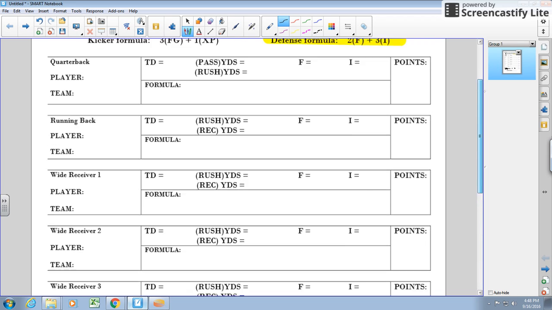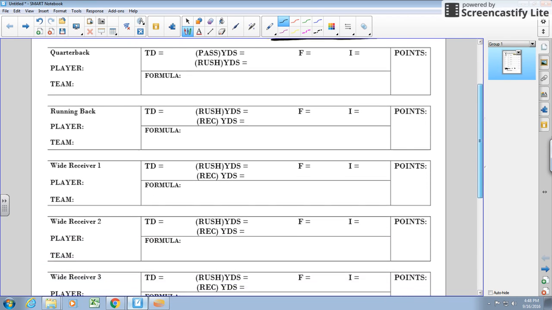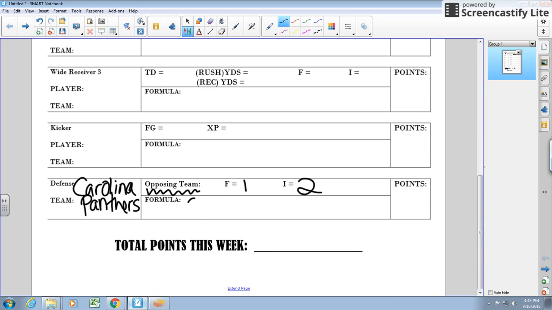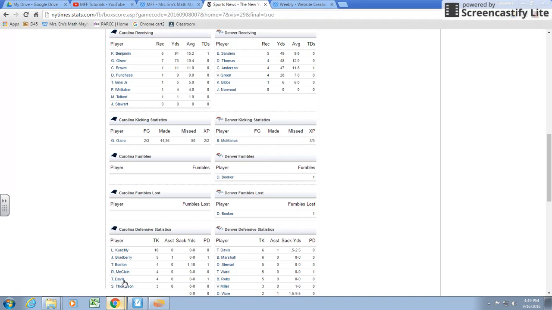Now I look up above. I need this formula. 2 times fumbles plus 3 times interceptions. So 2 times fumbles plus 3 times interceptions. That gives me 2 plus 6. Make sure I follow order of operations. And I get a total of 8 points. That's how you do the score for the defense.